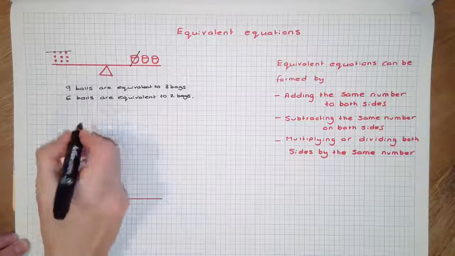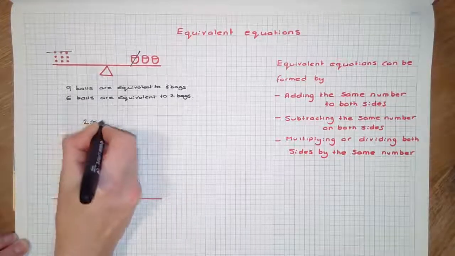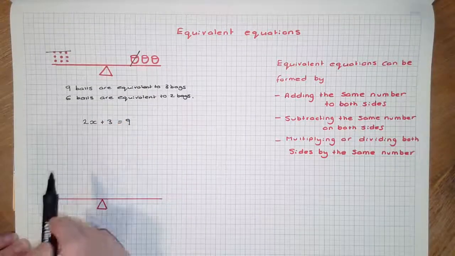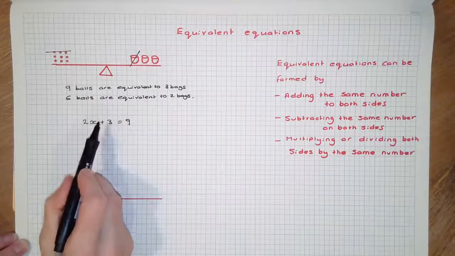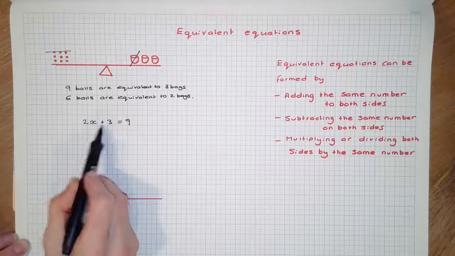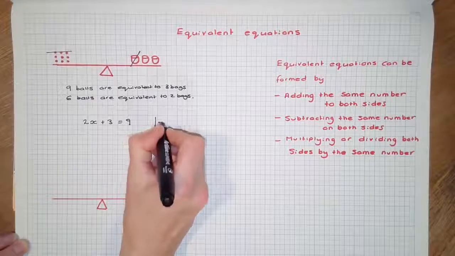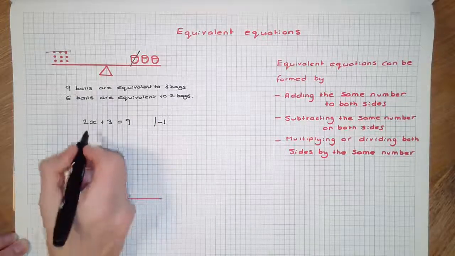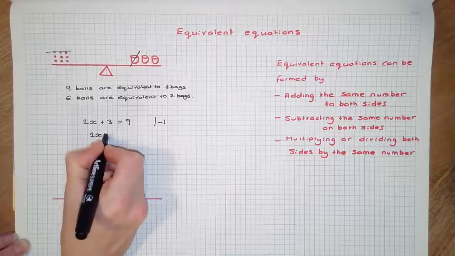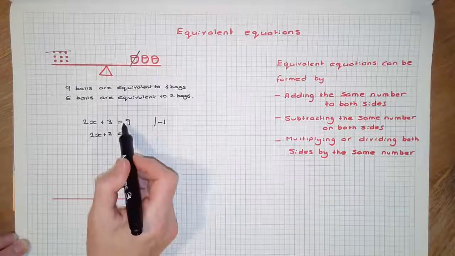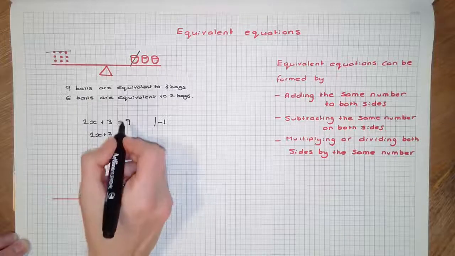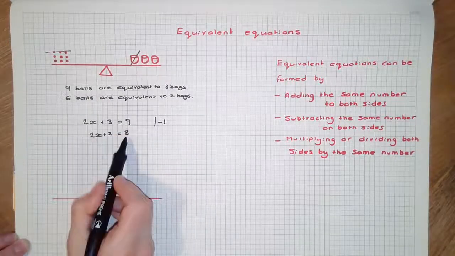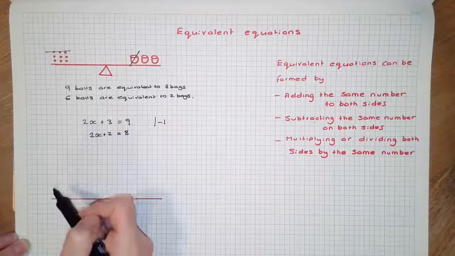Let's take the problem 2x + 3 = 9. In order to keep the equation balanced, we must do the same to both sides. Let's take 1 from both sides. From the left-hand side, if I take 1, I would have 2x + 2. And to keep it balanced, I'd also have to take 1 from the right-hand side. So I'd have 9 take away 1, which is 8. This is an equivalent equation to the first one.